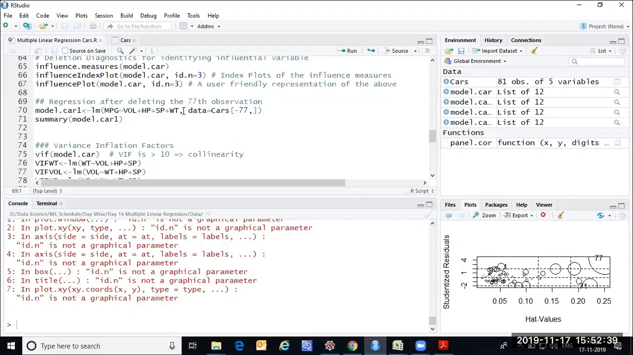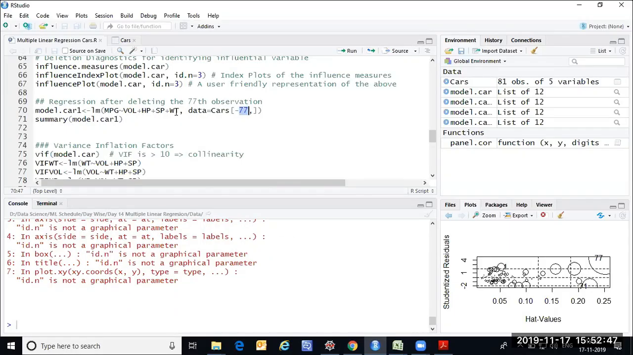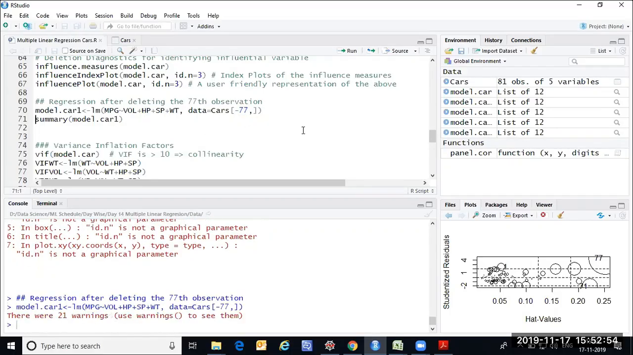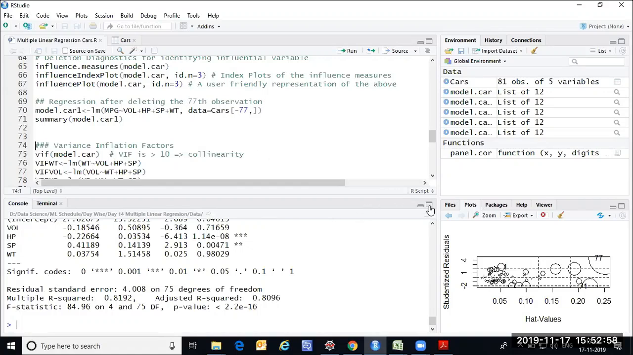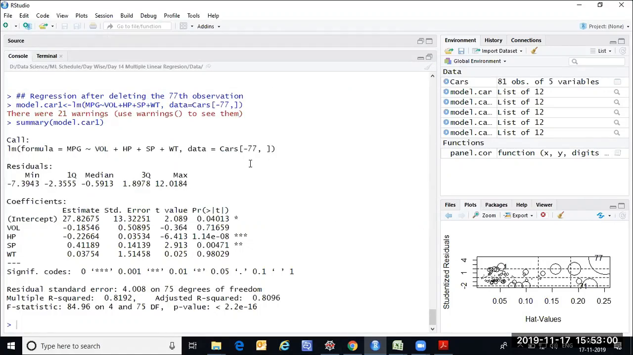Now, let's remove the 77th observation and build the model again, considering all variables as the input variables. Now, let's see the summary of it. I removed an observation or row.